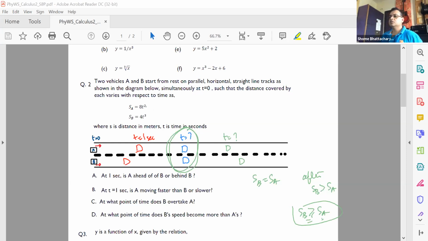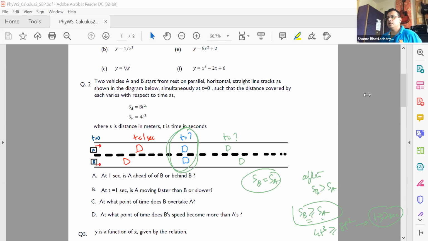We just have to substitute. SB should be greater than or equal to SA, and at the moment when they are equal, that is when the overtake is happening. So basically 4t cubed should be greater than or equal to 8t squared. We solve this and we had seen that we get the time as 2 seconds. So we get time greater than or equal to 2 seconds. From 2 seconds onwards, B's displacement becomes more than A's. That means exactly at 2 seconds, B is in the process of overtaking A. Before 2 seconds B was behind, and after 2 seconds B goes forward. Is this clear? Is the visualization of this problem also clear?